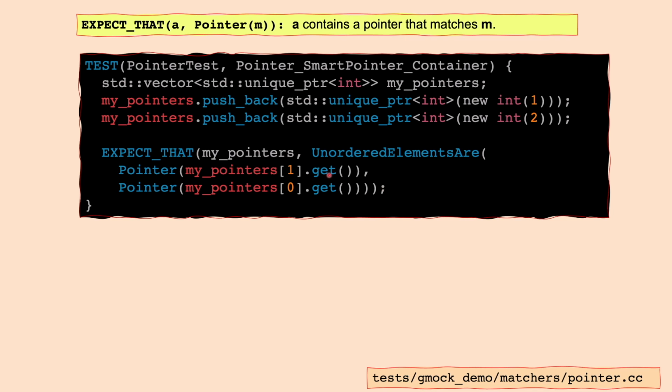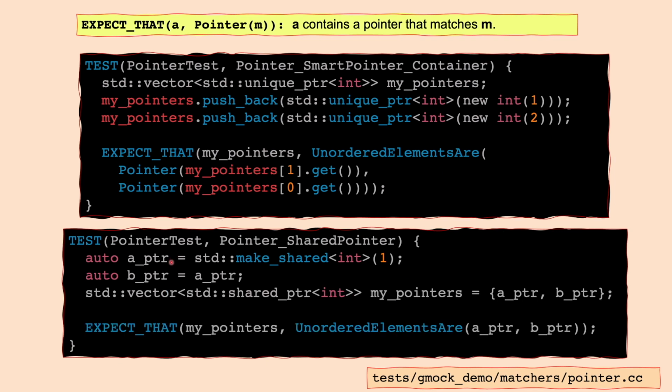In order to understand this, let's look at the same example with shared pointers. Let's say I define two shared pointers and then I put them inside a vector. And this is easy because shared pointers can be copied. Then I could easily say expect that my pointers, its unordered elements are a pointer and b pointer. And this is possible because a pointer and b pointer can be copied and then used by this matcher internally. If you try the same thing with unique pointers, because they are not copyable, you will get a compile error. So in short, one application of the pointer matcher is to work around this limitation for unique pointers. And this is the only practical application of the pointer matcher that I know. If you guys know anything else, please let me know.